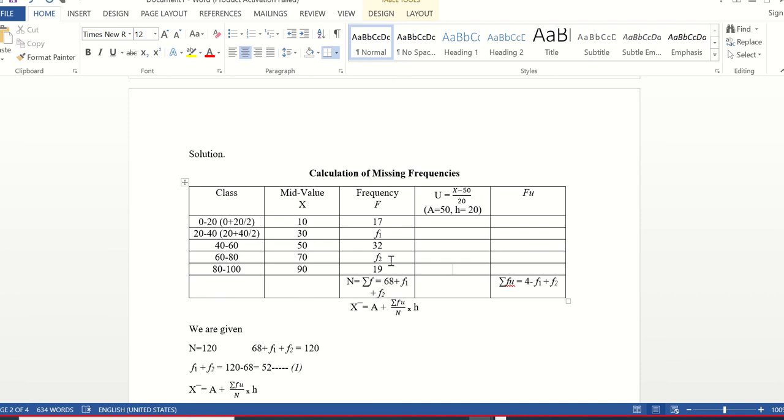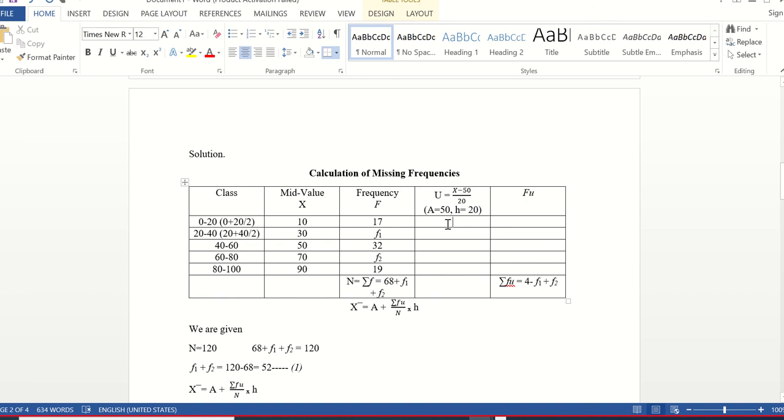Now we have to see what n is here. To calculate n, or summation of f, we add 17 plus 32 plus 19. These three values make 68. So summation of F, or N, is 68 plus F1 plus F2.